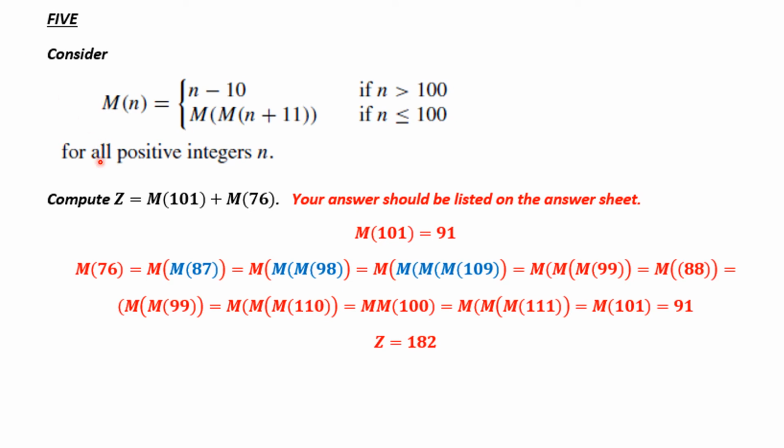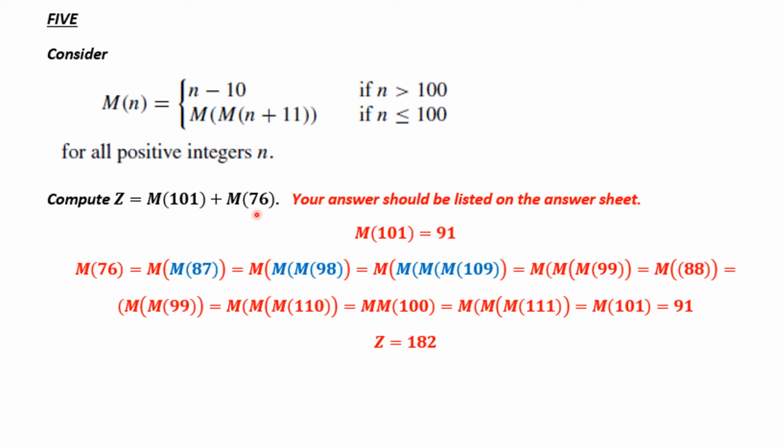Here's problem 5. This might have been the most difficult problem. This is called McCarthy's 91 function. Consider this recursive definition: capital M of n is equal to n minus 10 if n is bigger than 100, and if it's less than or equal to 100, it is M operating on M of n plus 11, for all positive integers n. I asked you to compute what is M of 101 and what is M of 76.